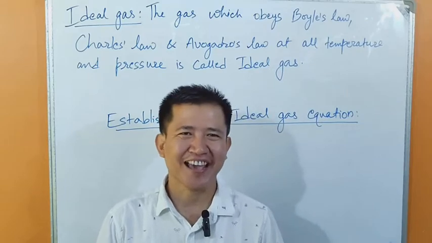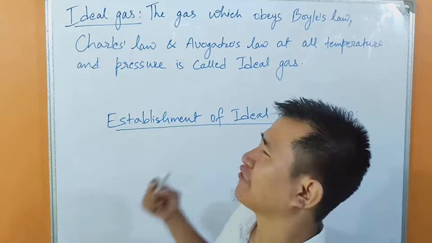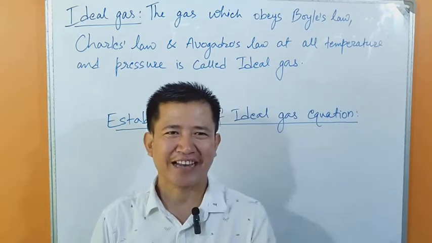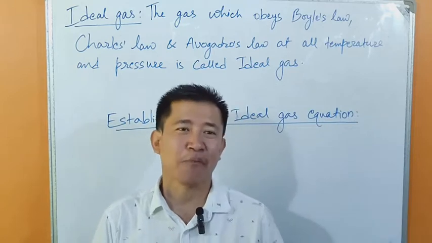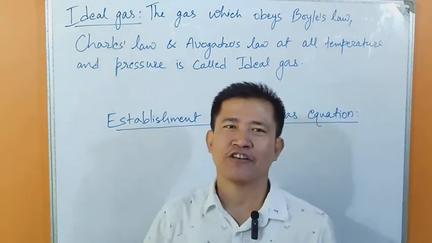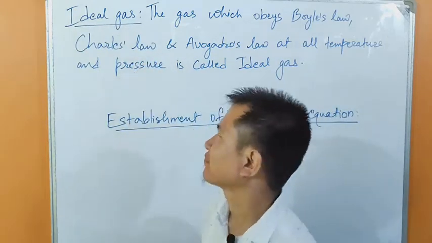Myself, Kishan Kulung, and today we are here to discuss the establishment of the ideal gas equation, PV equal to nRT. Before that, let us understand what an ideal gas is. First, let me read the definition of an ideal gas.